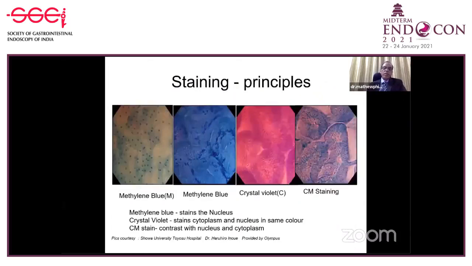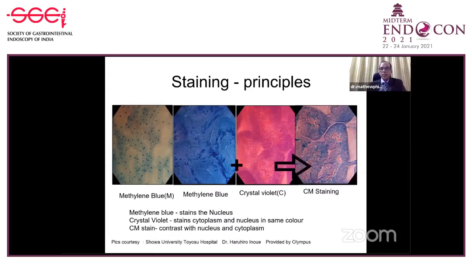So here, why do you require 2 stains? Methylene blue is one stain which stains the nucleus, and crystal violet is another one which stains the nucleus and the cytoplasm, but in the same color. So if you use a combination of these two, next slide, you get a CM staining, that is crystal violet and methylene blue staining. Next slide. And that gives you an adequate staining, a proper staining. Next.